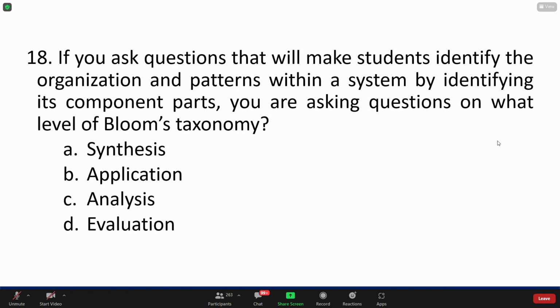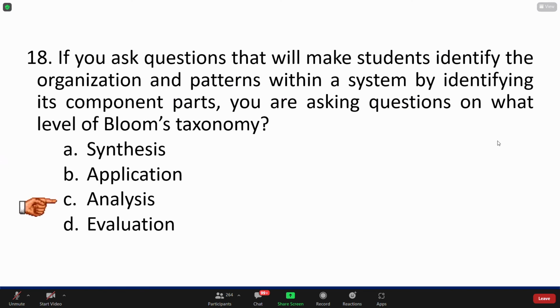If you ask questions that will make students identify the organization and patterns within a system by identifying its component parts, you are asking questions on what level of Bloom's taxonomy? My answer is letter B. D as in dog, evaluation. Am I right?